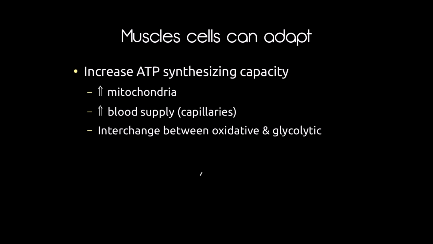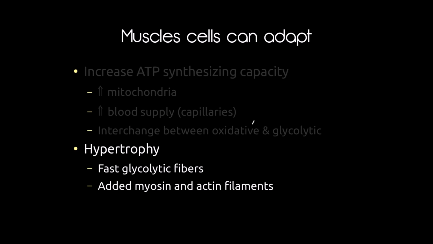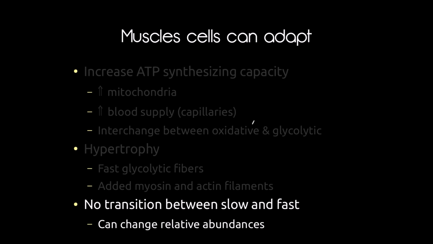One way this can happen is that you can increase your ATP synthesizing capacity. A glycolytic fiber can become more oxidative, and this can happen a couple of different ways. It can increase the number of mitochondria inside that muscle fiber, and there can also be an increased blood supply by adding additional capillaries to supply given muscle fibers. That way we can get an interchange between oxidative and glycolytic fibers. Additionally, we can have hypertrophy, where fast glycolytic fibers add myosin and actin filaments, which will increase the diameter of these glycolytic fibers. This happens over a period of time, and it adds on to what's already there.